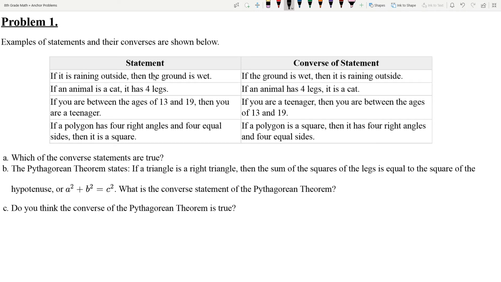Well, if it's raining outside and the ground is wet, fine. But does the converse of that mean it's true? If the ground is wet, then it's raining outside. Well, what if it stopped raining? Does the ground automatically dry? I don't think so. At least not my yard. It's usually wet for a day. So this is false.